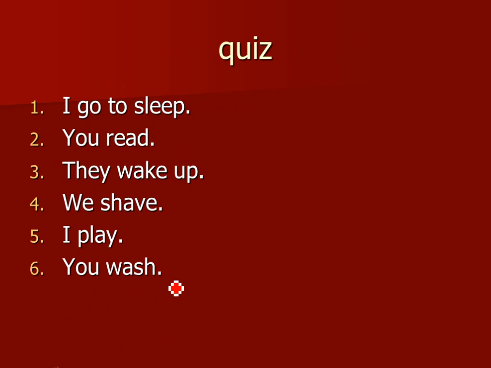So give it a try. 1, I go to sleep. 2, you read. They wake up is number 3. Number 4, we shave. Number 5, I play. And number 6, you wash. Some of these may be reflexive and some of them might not be. So you have to decide yourself.